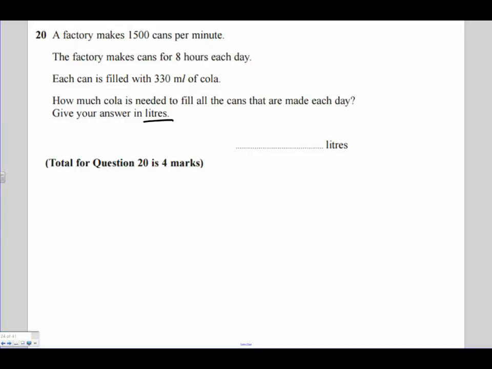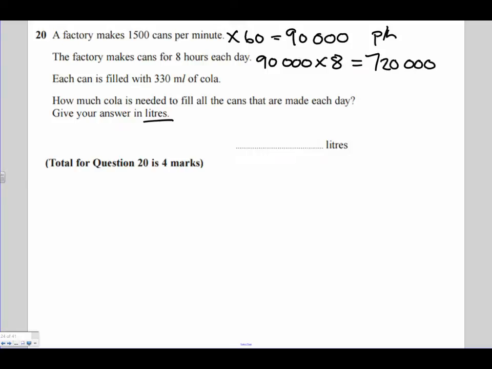Okay, the first thing to find out is how many cans we produce each day. So if it's 1,500 cans per minute and we multiply this by 60, it'll tell us how many cans we have per hour. Again, using our calculator, it tells us that that's 90,000 cans per hour. The factory makes these for 8 hours a day, so we have 90,000 and multiply it by 8 hours. It tells us that there are 720,000 cans a day produced at the factory.